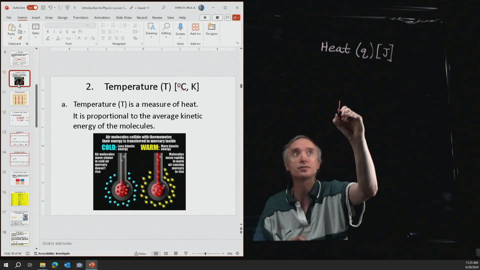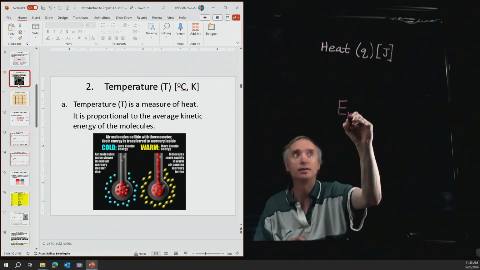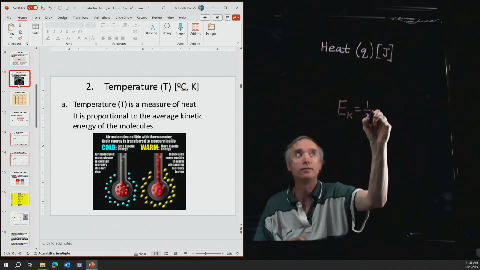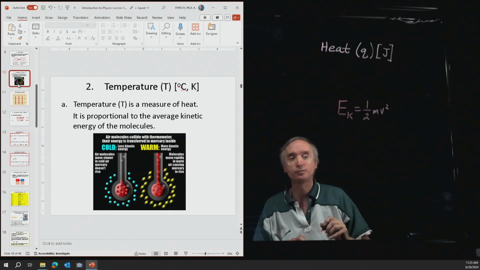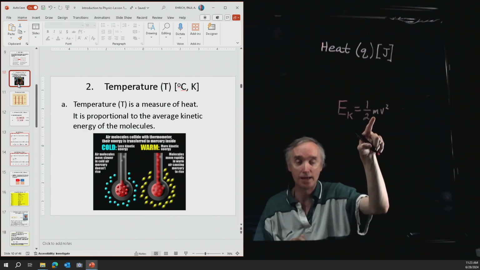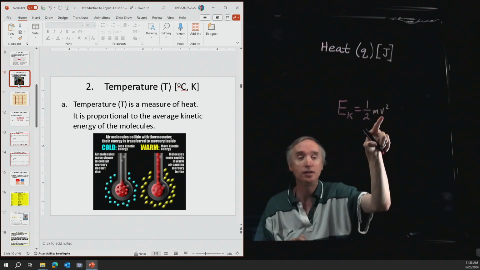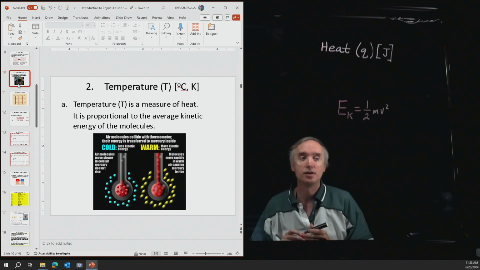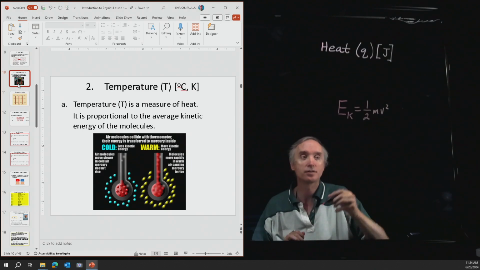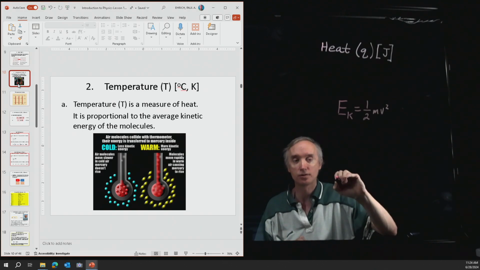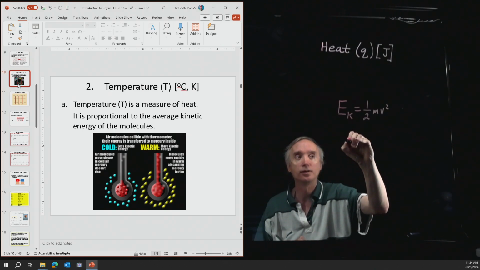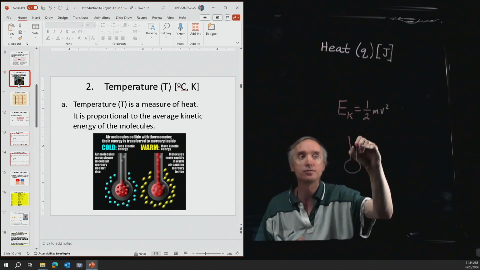In a previous lesson, we said that kinetic energy is equal to 1/2 mv squared, where m is the mass of an object, v is the speed of the object, and notice that we need to square it. So this is called kinetic energy. It's energy of motion. And we said in the previous segment that when we heat up an object, it's going to cause the molecules to start to move faster. So let's take a look at these two thermometers.